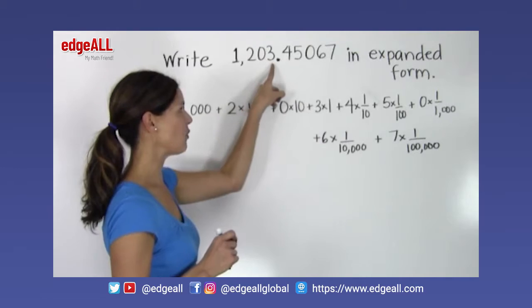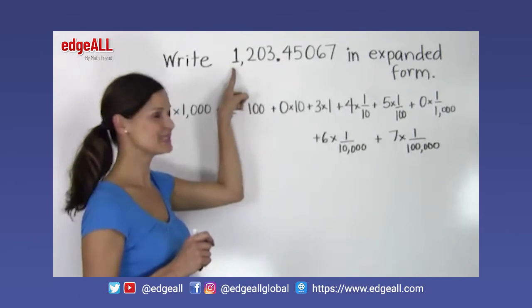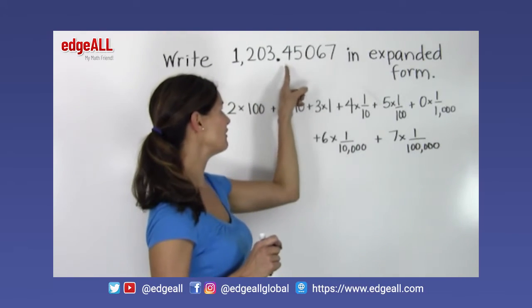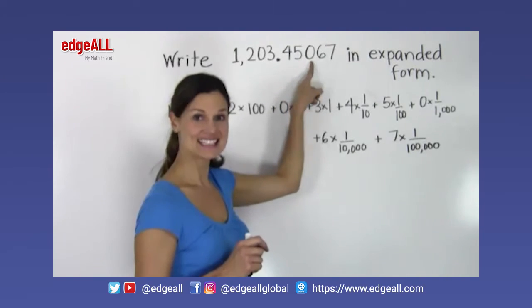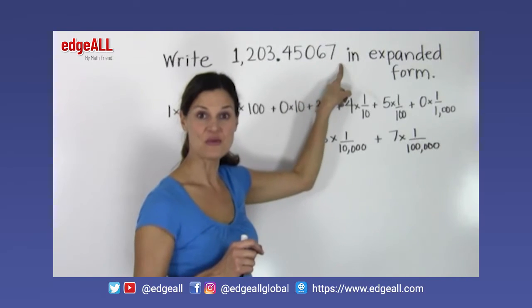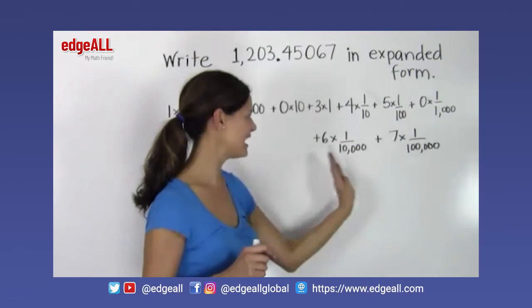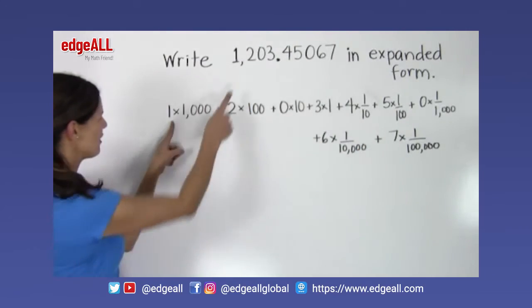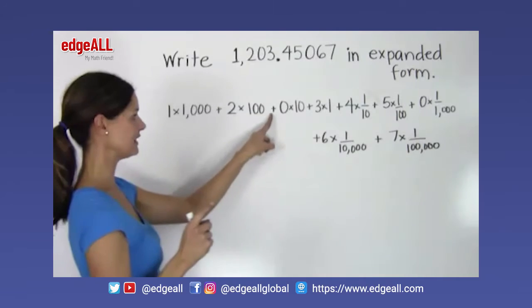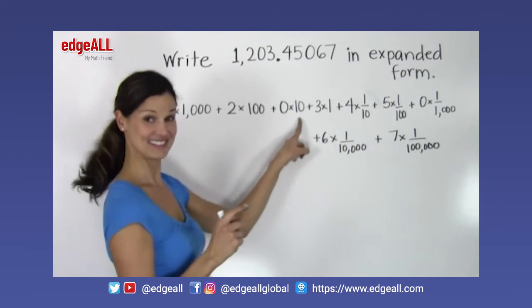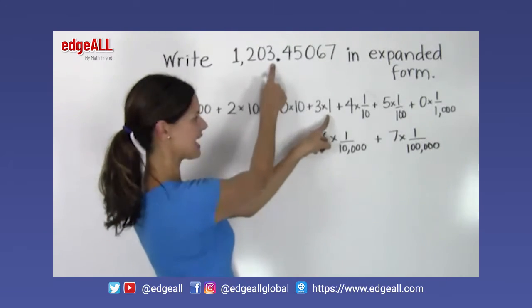In the whole numbers, we've got our ones place, tens place, hundreds place, thousands place. And over to the right of our decimal, we've got our tenths place, hundredths place, thousandths place, ten thousandths place, and hundred thousandths place. So if I'm writing this in expanded form, you'll see I'm running out of room. It's so much information. I have 1 times 1,000 plus 2 times 100 plus 0 times 10, because I have a 0 in my tens place. So plus 0 times 10 plus 3 times 1.